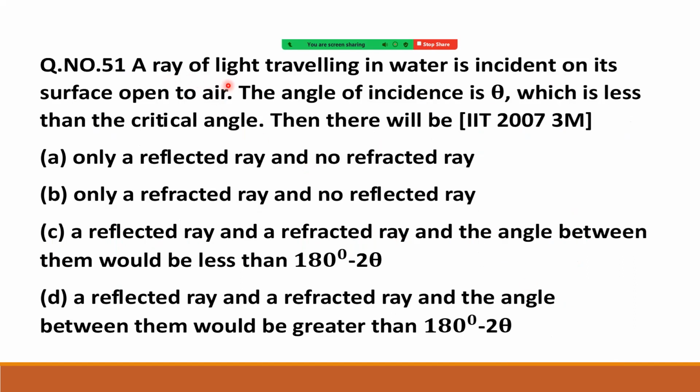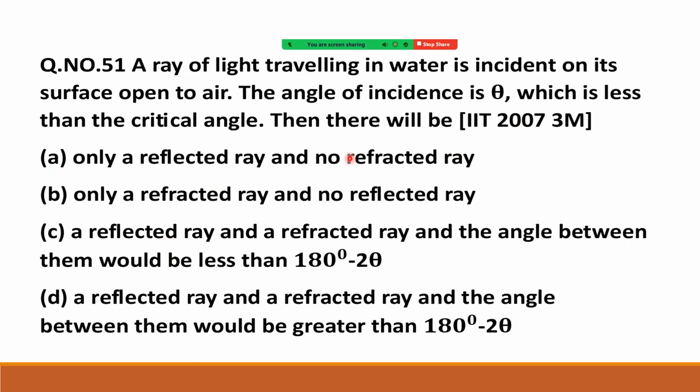A ray of light traveling in water is incident on its surface open to air. The angle of incidence is theta, which is less than critical angle. Then there will be, asked for 3 marks in 2007 Advanced: only reflected ray and no refracted ray; only refracted ray, no reflected ray.